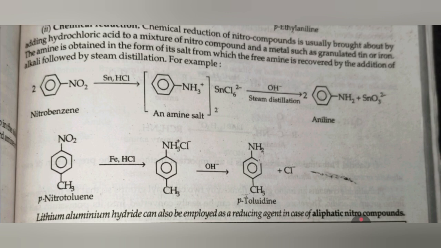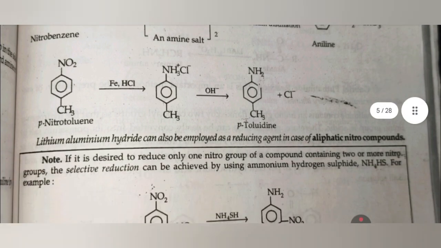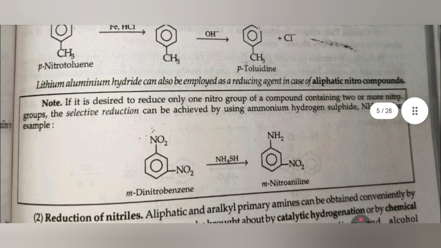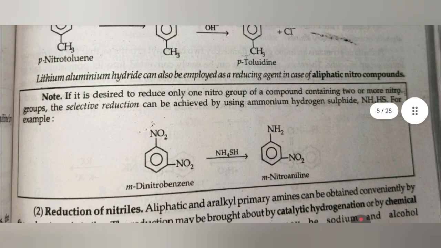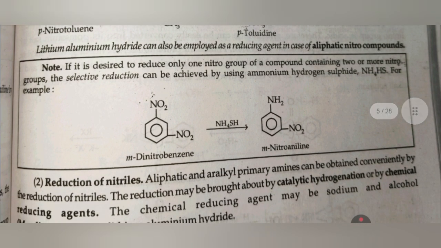p-Nitrotoluene in the presence of Fe/HCl gives p-toluidine. Lithium aluminium hydride can also be employed as a reducing agent in the case of aliphatic nitro compounds. If it is desired to reduce only one nitro group of a compound containing two or more nitro groups, selective reduction can be achieved by using ammonium hydrogen sulfide.